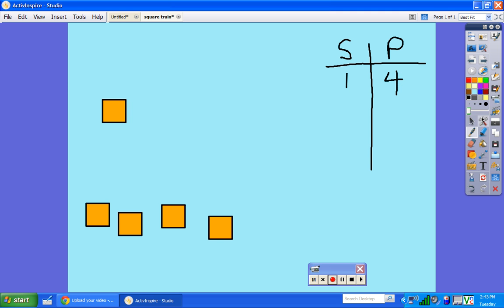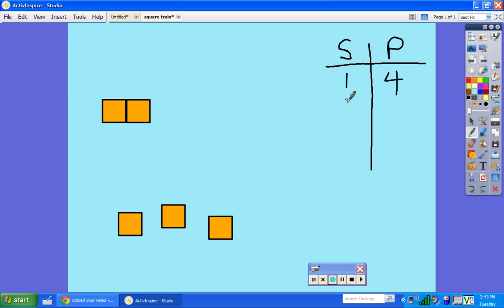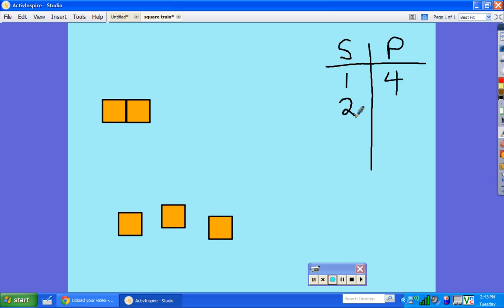We're going to continue to add squares onto this square train, I'm going to call it. And so there's two squares in our square train now, and you should notice that when we have two squares, we have a perimeter of 1, 2, 3, 4, 5, 6. Notice these two lines in the middle no longer count for the perimeter. They are on the inside of the shape, and the perimeter is the total distance around the outside. So with two squares, we have a perimeter of 6.